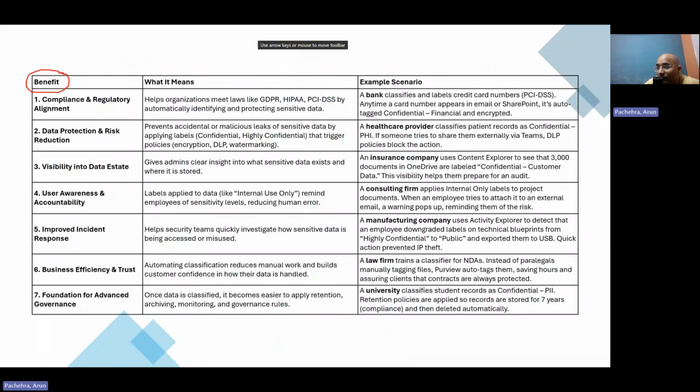benefits. Benefits of what? Benefits of doing data classification. So it will help us doing what? Compliance and regulatory alignment. It will help us align our compliance and regulatory guidelines. How? First, understand what it means. It means helping organizations meet laws like GDPR, HIPAA, PCI, automatically identifying and protecting sensitive data.